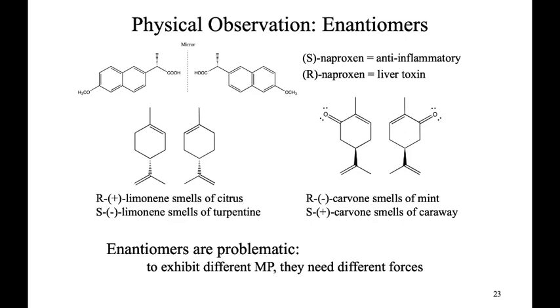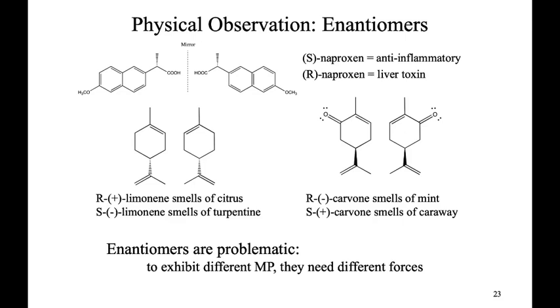We already talked about the thalidomide. Naproxen has two versions. One is your anti-inflammatory. The other one's a liver toxin. The one I tried to play with, with some honors project, was taking limonene. We can isolate limonene from citrus. That smell that you're used to smelling with oranges is usually due to limonene. We'll do a lab on that next week.